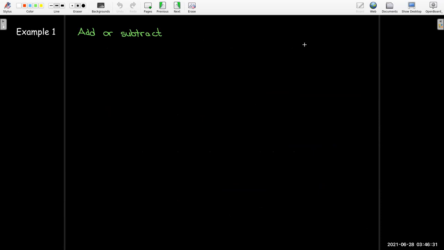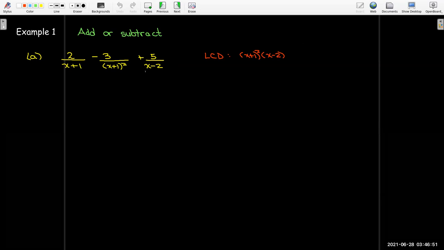So let's just review adding and subtracting to refresh our memory. So if I have 2 over x plus 1 minus 3 over x plus 1 squared plus 5 over x minus 2. Remember the LCD: you take each prime factor and raise it to the highest power in which it appears in any of the denominators. So I have an x plus 1, but then I have an x plus 1 squared that comes into the LCD. I only have one x minus 2, so I have one factor of x minus 2 in the LCD.